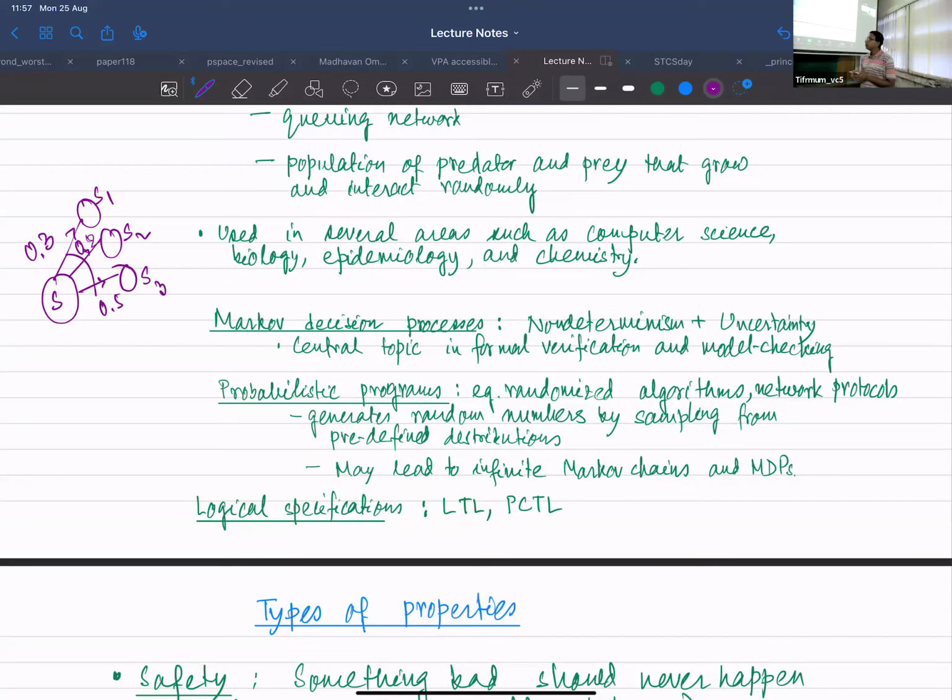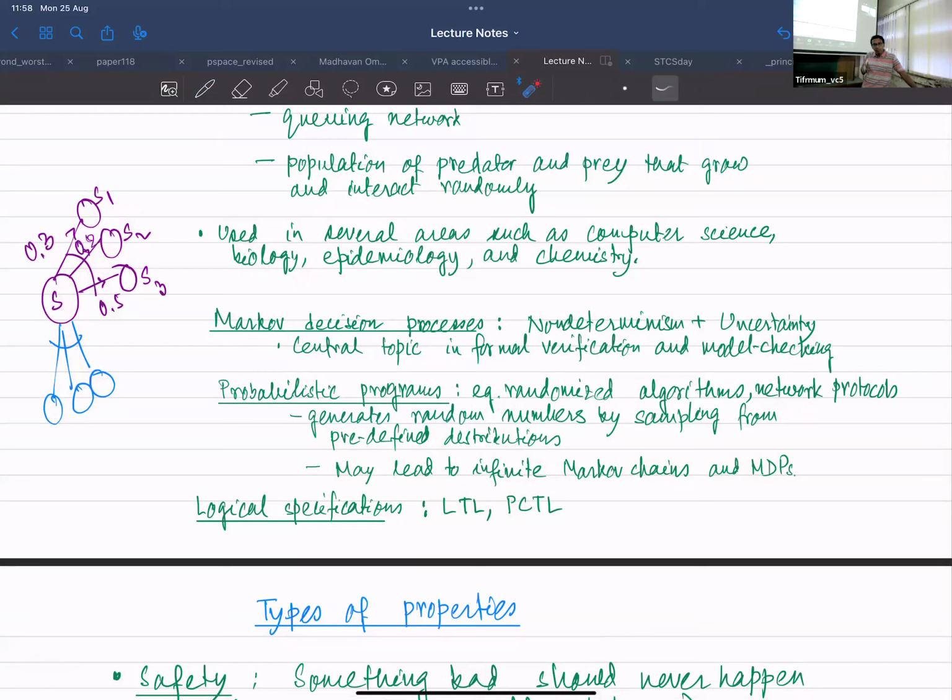Whereas in the case of an MDP, a Markov decision process, we also have non-determinism. So what is the non-determinism about? You can have multiple possible probability distributions. For example, I may have a green distribution, and another, a blue distribution from here. And the non-determinism is about which one to choose. Whether to choose this one or whether to choose this one.